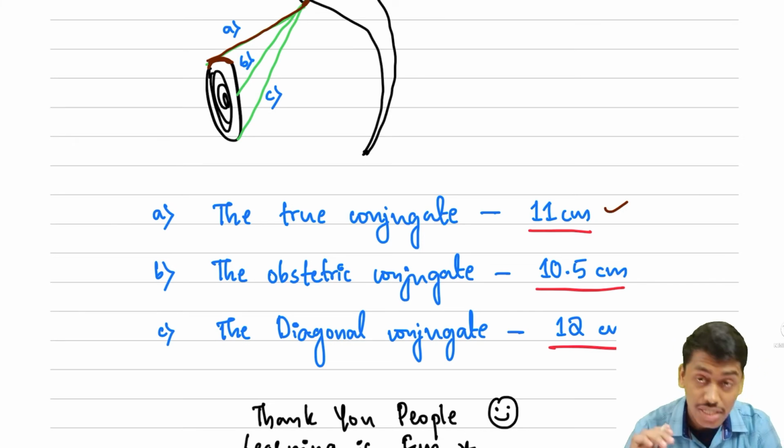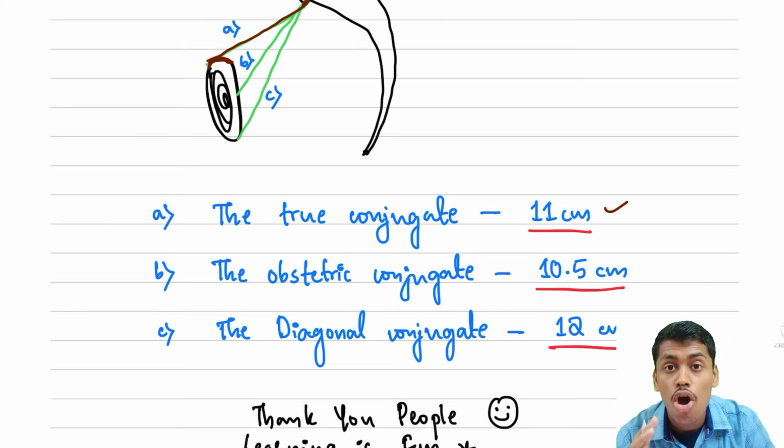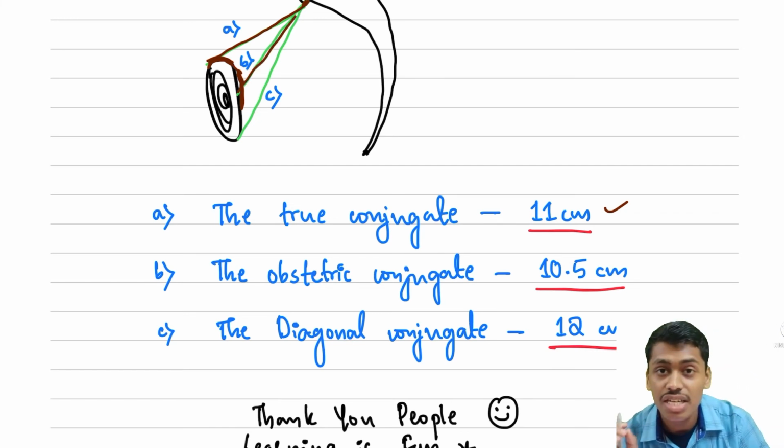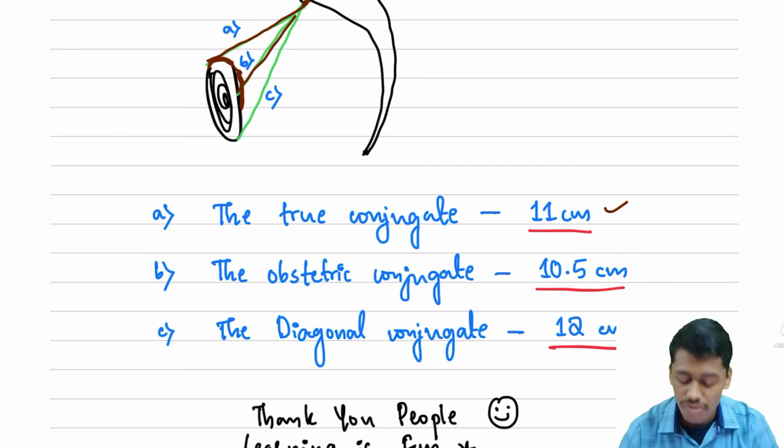The second conjugate is called the obstetric conjugate. Behind the symphysis pubis there is a slight elevation. Because of this elevation, the obstetric conjugate is going to be a bit smaller than the true conjugate. And how much is it going to measure? It's going to measure up to 10.5 centimeters.